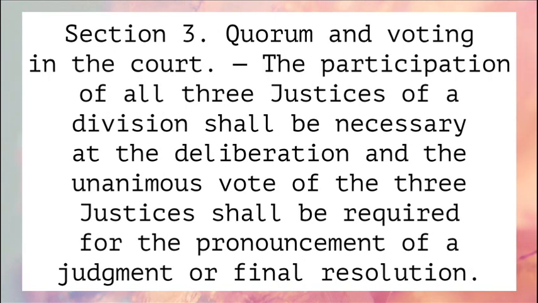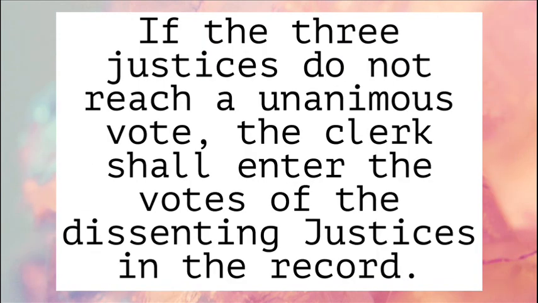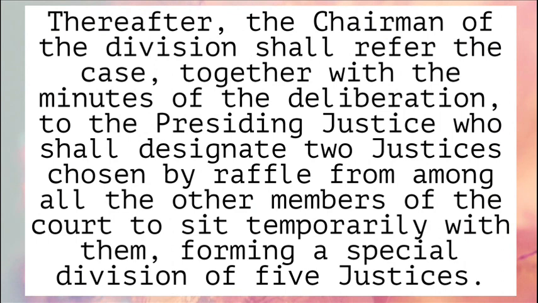Section 3. Quorum and voting in the court. The participation of all 3 justices of a division shall be necessary at the deliberation, and the unanimous vote of the 3 justices shall be required for the pronouncement of a judgment or final resolution. If the 3 justices do not reach a unanimous vote, the clerk shall enter the votes of the dissenting justices in the record. Thereafter, the chairman of the division shall refer the case, together with the minutes of the deliberation, to the presiding justice, who shall designate 2 justices chosen by raffle from among all the other members of the court to sit temporarily with them, forming a special division of 5 justices.